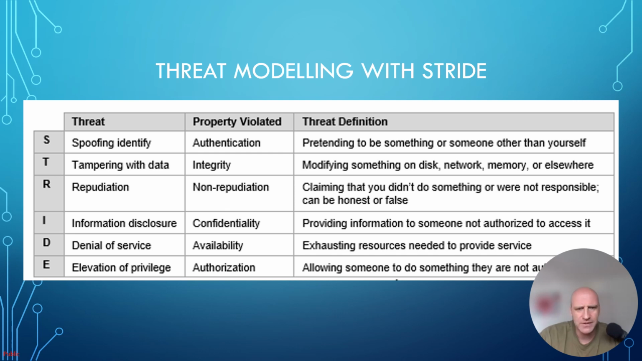D is for denial of service. So obviously the property will be availability. So exhausting resources needed to provide service. So something like a denial of service attack. And lastly, elevation of privilege. So the property is authorization. Essentially, it's allowing someone to do something they are not authorized to do.